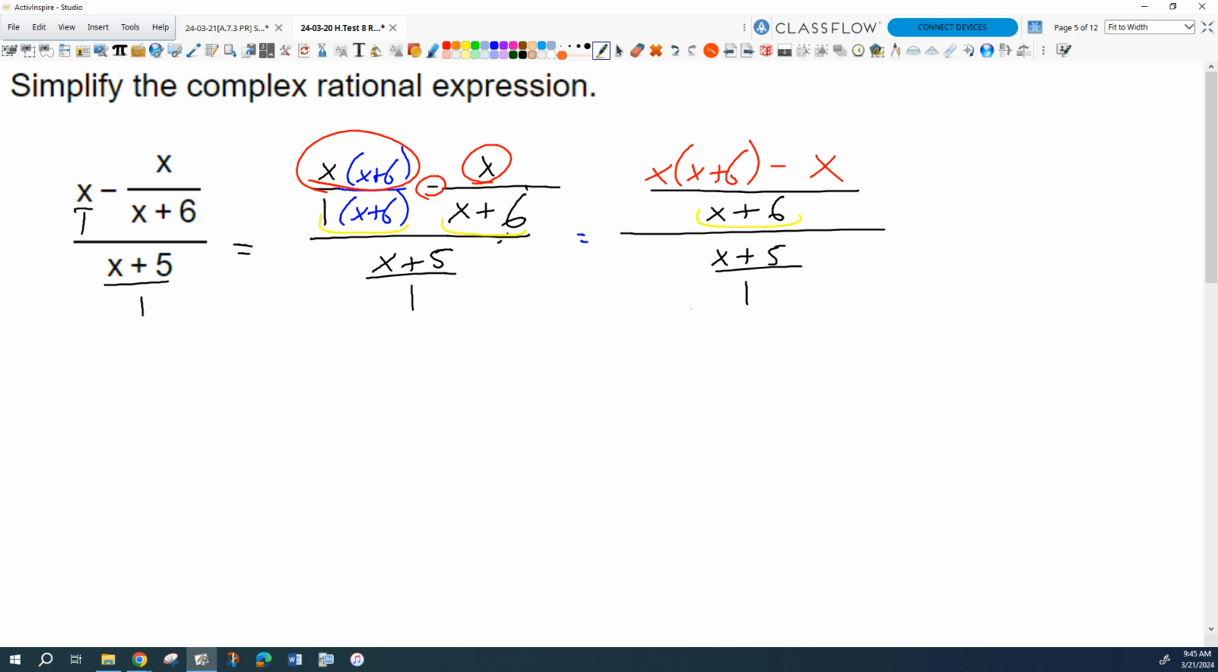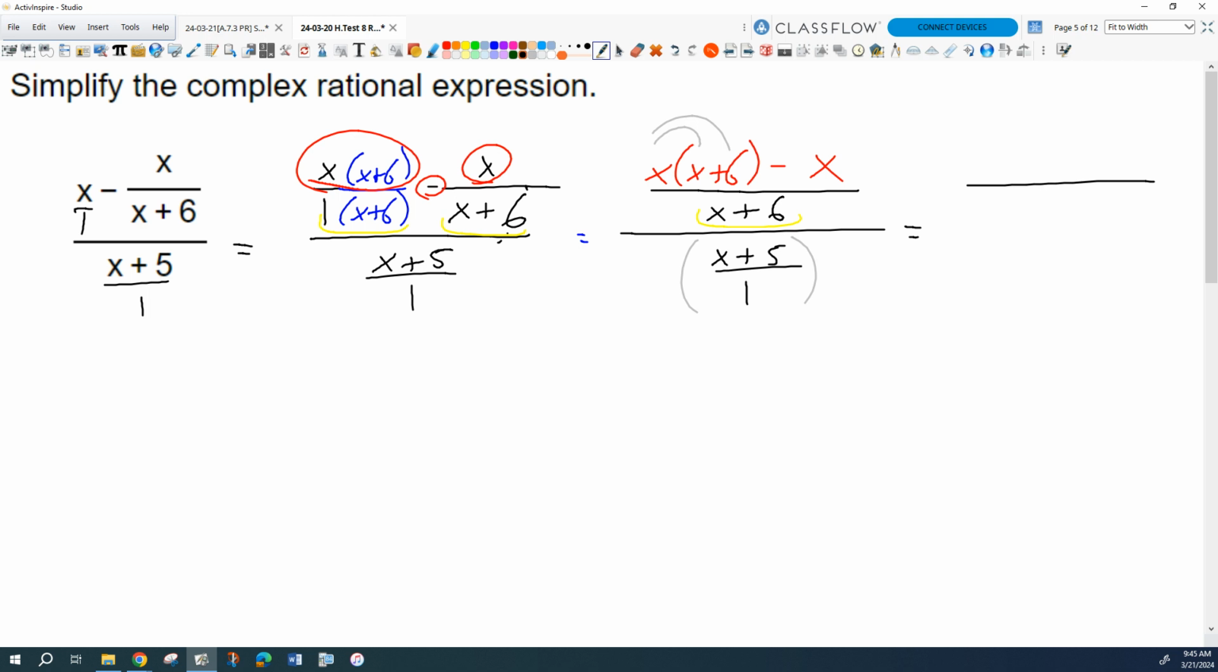I'll just do that to remind us. That's one big fraction that's already done. Okay, top's not quite done yet. What could I do? X squared plus 6x. Good, okay, we're gonna distribute the X.